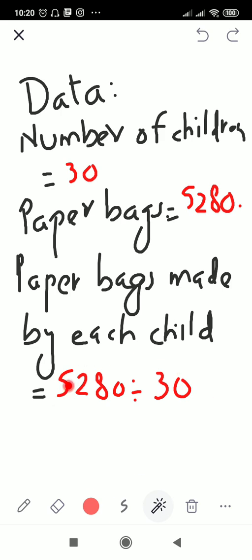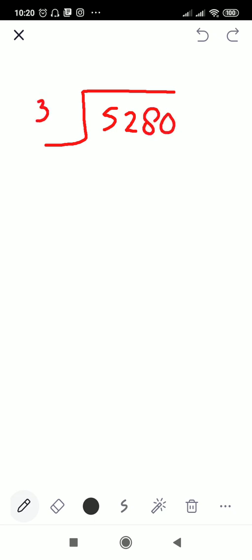We are going to divide the number of bags they made by the number of children, so that we get the answer of how many bags were made by each child. All right, so we are going to divide it here. 5,280 divided by 30. And since you all know the table of 3, it's easy to do it with the table of 30. Whatever is the table of 3 will be the same for the table of 30, but you will only add a 0.